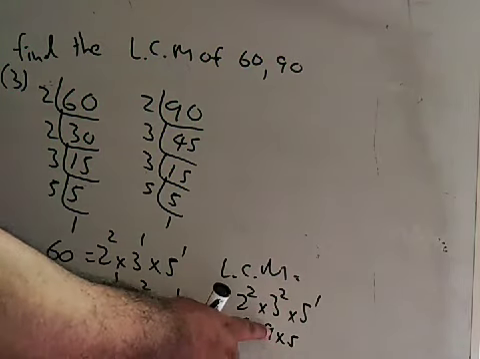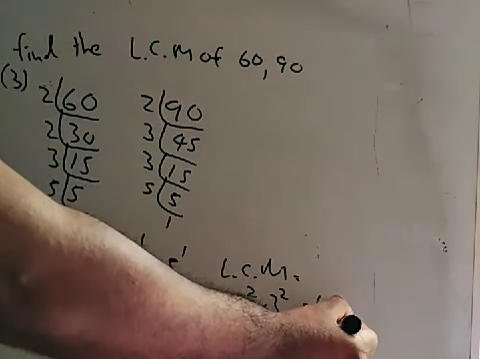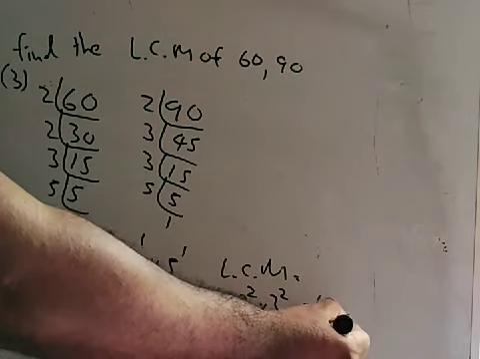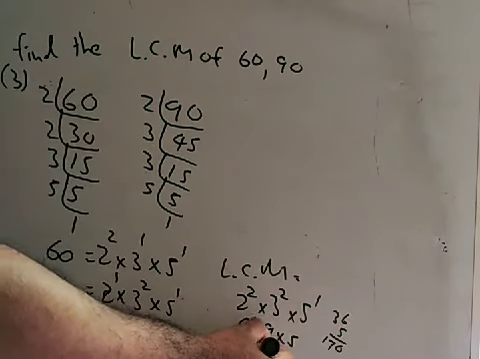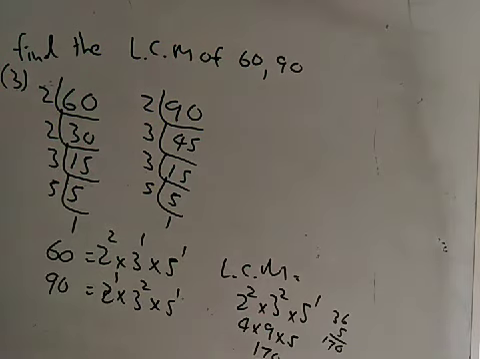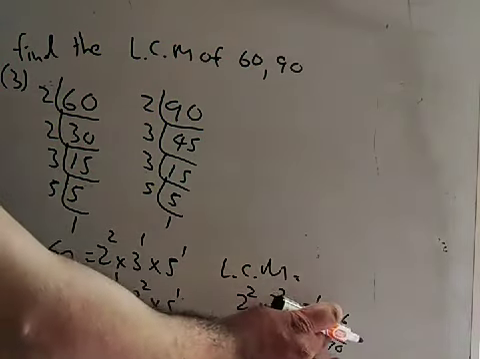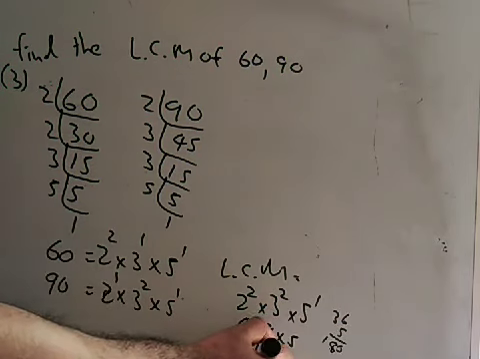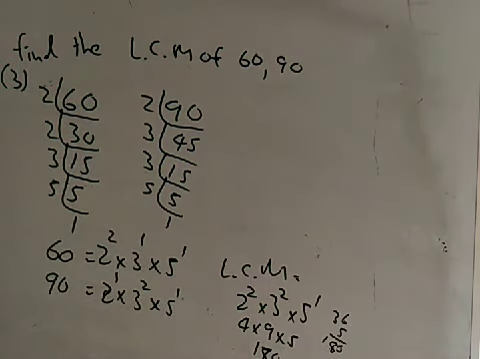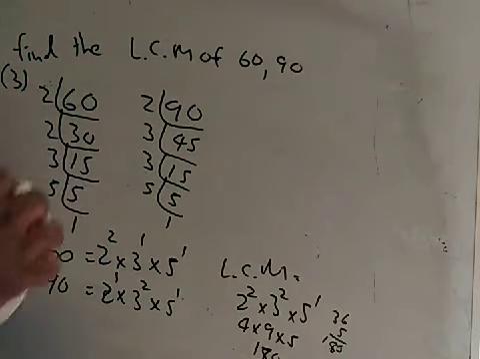Then 9 into 4, 36. 36 into 5, 180. The answer is 180, not 170. The answer is 180. Understand? I think you will understand how to find the LCM.